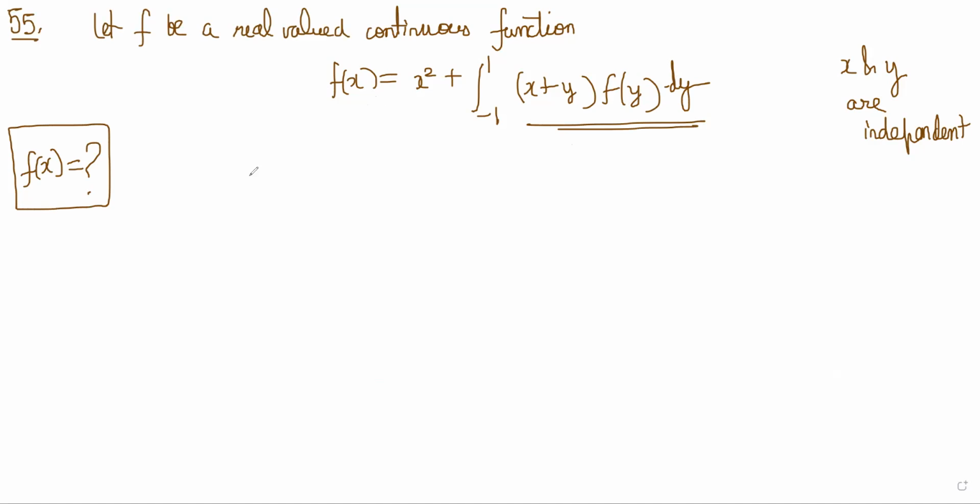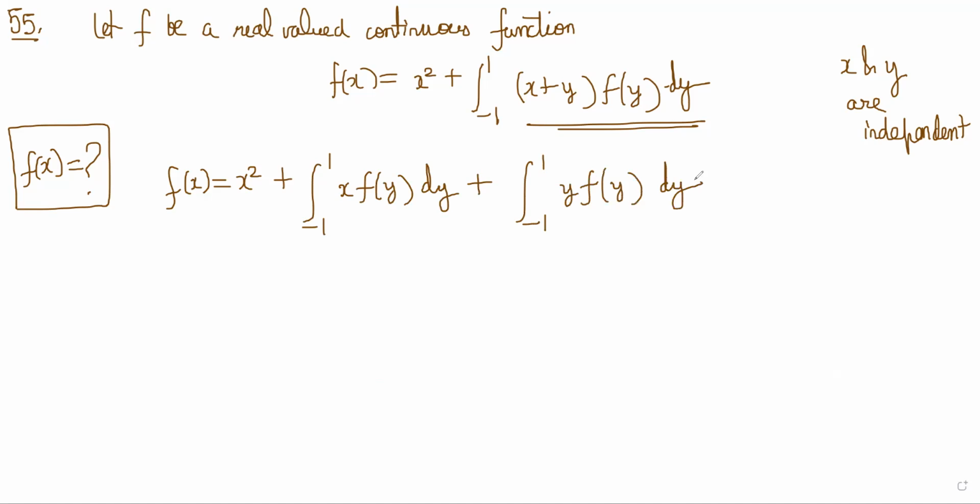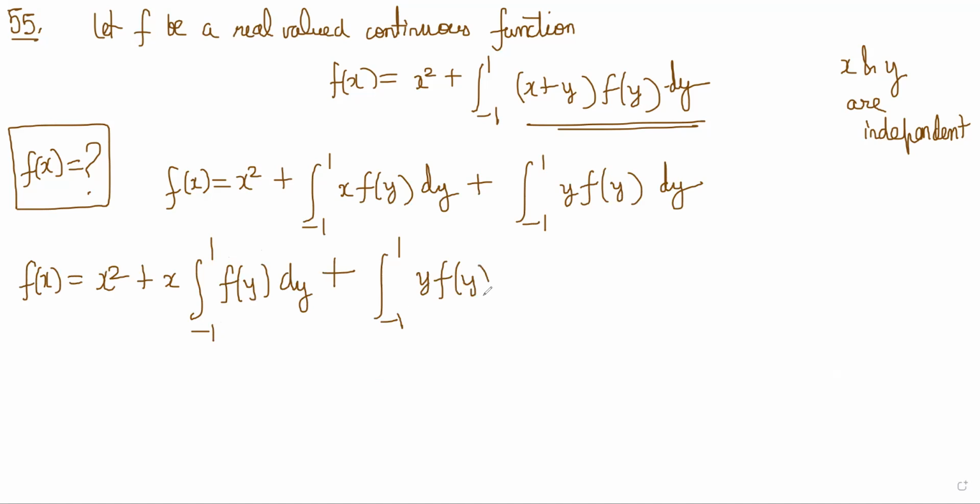It is not over x. So I can write this f(x) as x square plus the integral from -1 to 1 of x times f(y) dy plus the integral from -1 to 1 of y times f(y) dy, right? So you can realize that f(x) is actually x square plus x, comma, integral from -1 to 1 of f(y) dy, because x is a constant here, plus some integral from -1 to 1 of y f(y) dy, right?